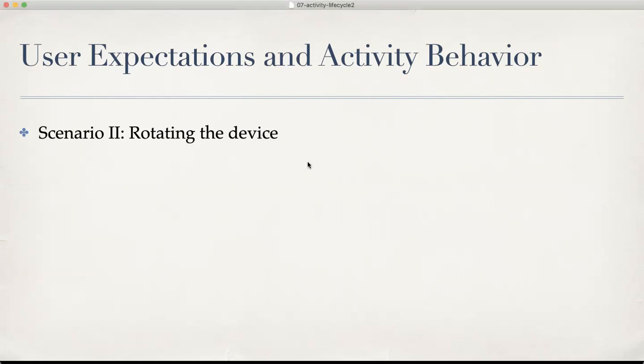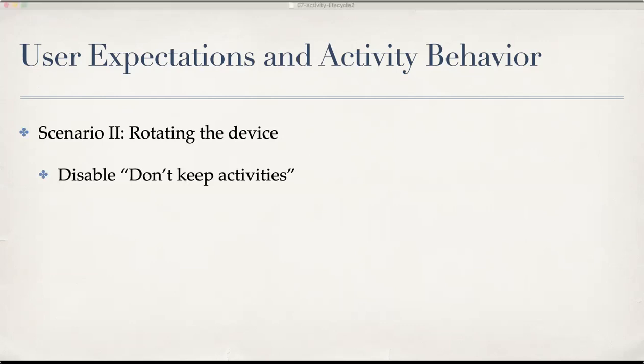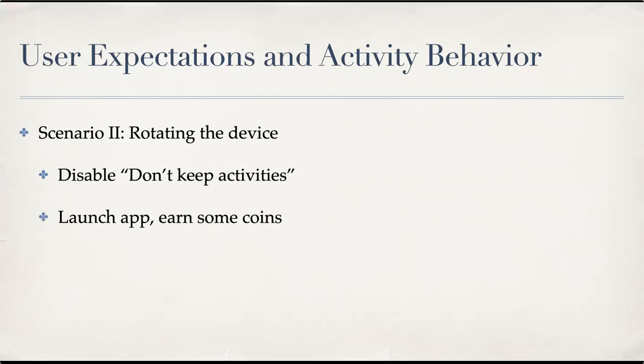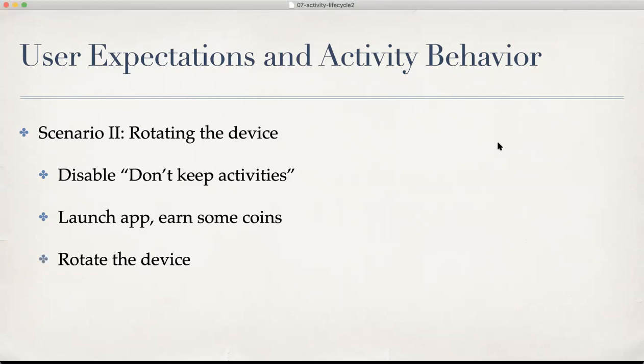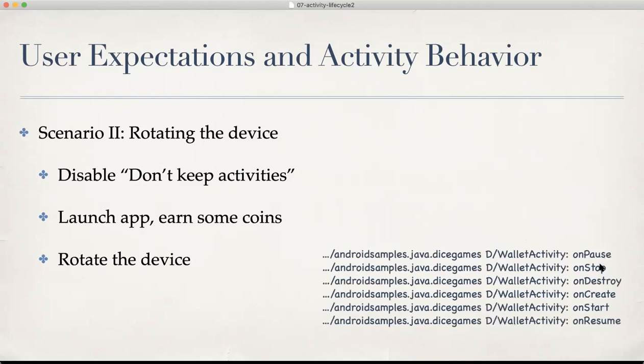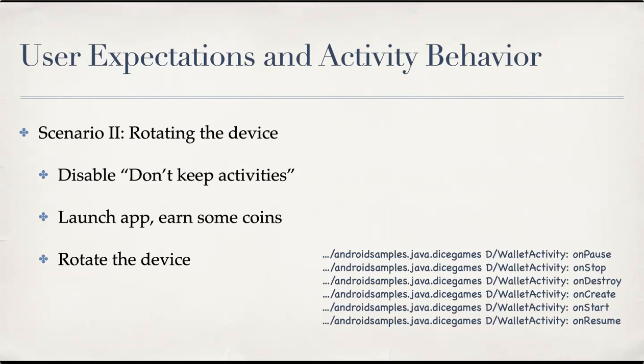We have already seen that, but let's see what the log messages are. To do this, go back and disable Don't keep activities. Then again, launch the app, earn some coins. At this stage, you will again see onCreate, onStart, onResume, but then rotate the device. And what do you see? You'll see 6 log messages: onPause, onStop, onDestroy, and then quickly onCreate, onStart, and onResume.